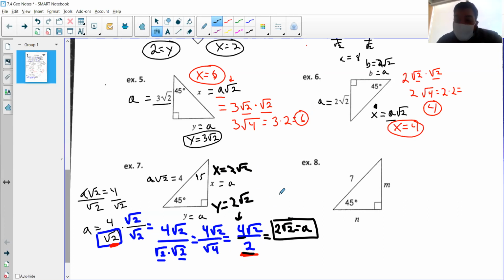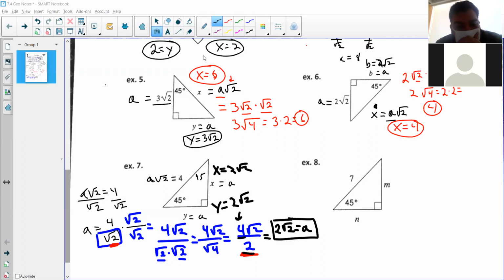They don't always cancel out. In this one, they did. Sometimes you have to leave it as a fraction. So like it could be like 11 root 2 over 2. That might happen. All right, everyone here, your exit ticket is to do number 8. You are free to go after you get it.